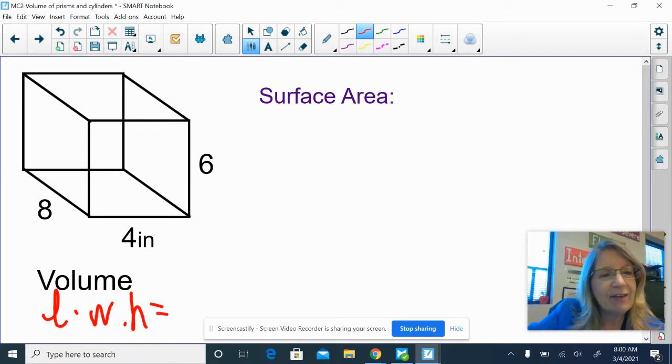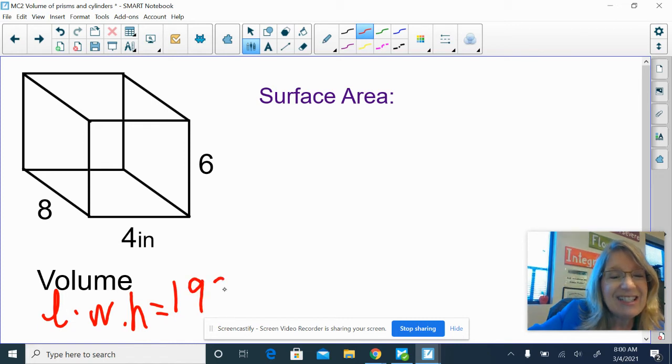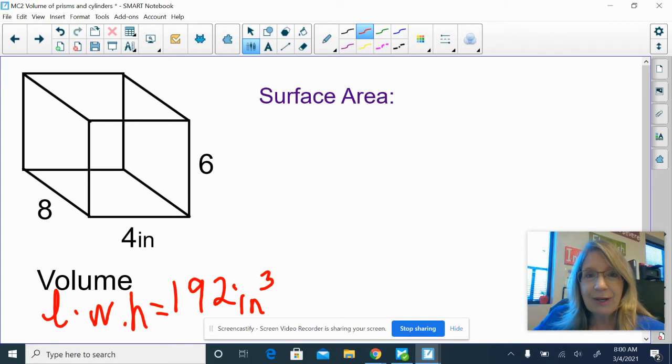And so we just have 8 times 4 times 6. Let's see, 6 times 4 is 24. So I'm going to do 24 times 8 in my calculator. 192, and then I did inches this time. Inches cubed because it's volume, how much fits inside. Like if you're going to fill an aquarium with water, or you're planting flowers in a flower box, how much dirt inside. Okay. Here we go, surface area.